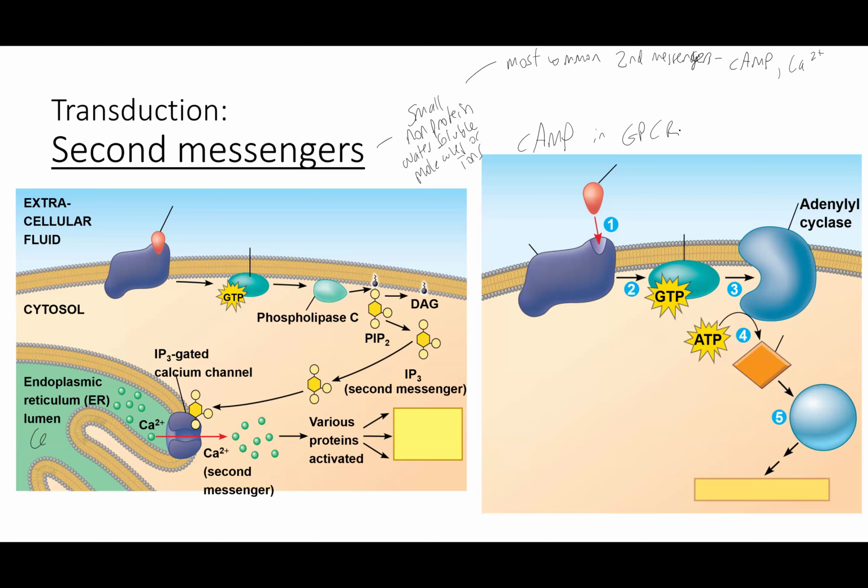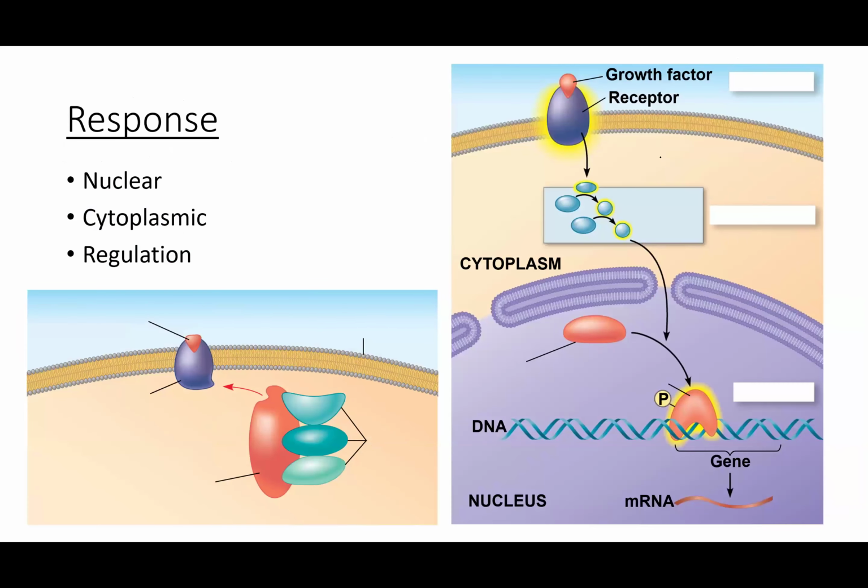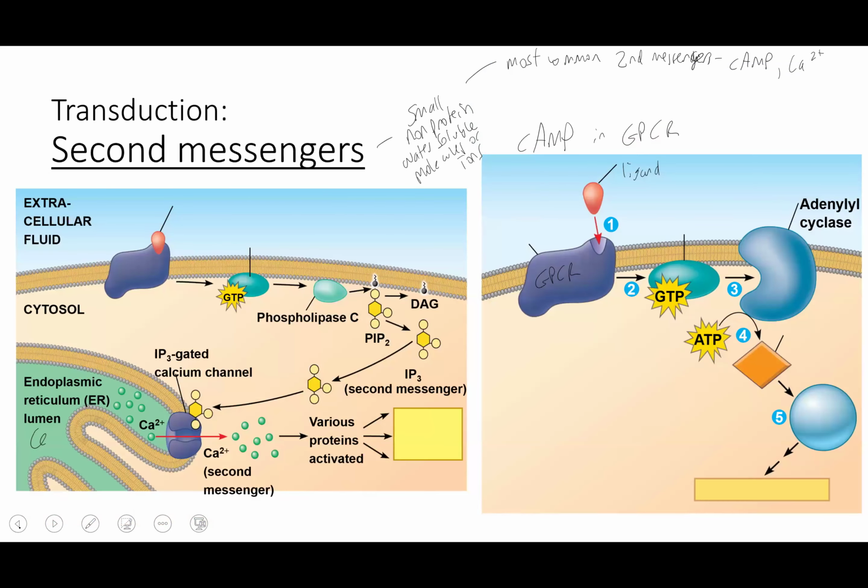Lots and lots of letters. So we've got our GPCR. We've got our ligand. This should be starting to get boring because we've talked about it over and over. Okay, so the ligand's going to bond, it's going to activate the G protein.